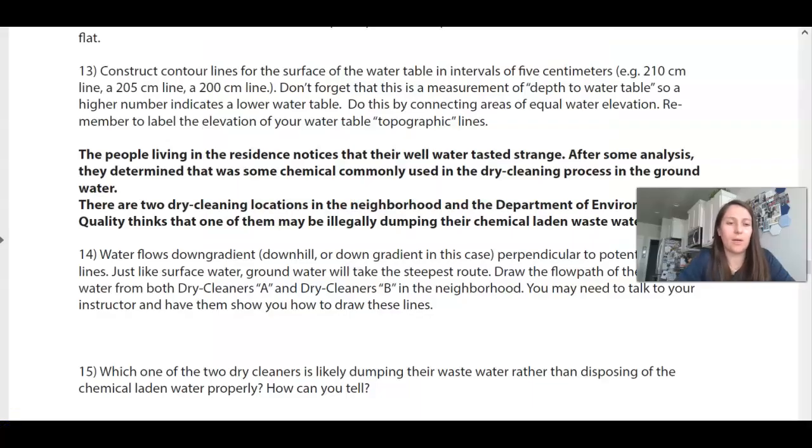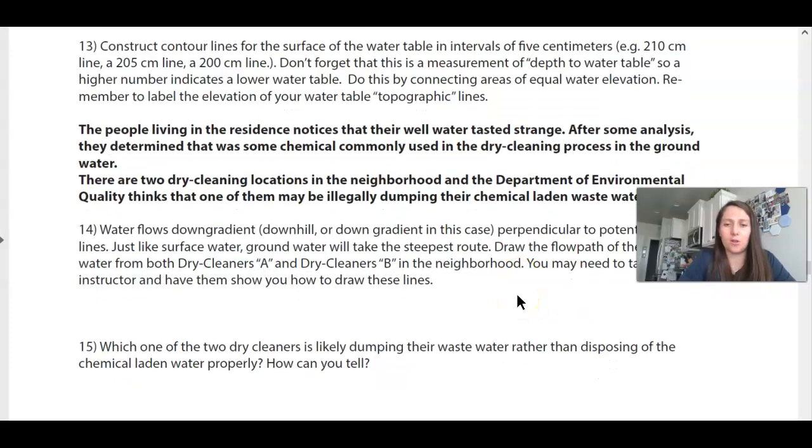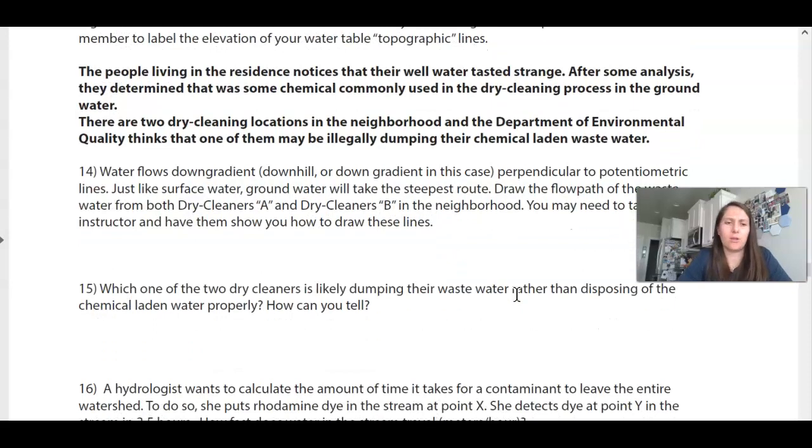Okay, so now we're back to the lab manual. So the people living in the residence noticed that their well water tasted strange. After some analysis, they determined that it was some chemical commonly used in the dry cleaning process in the groundwater. So there are two dry cleaning locations in the neighborhood, and the Department of Environmental Quality thinks that one of them may be illegally dumping their chemicals-laden wastewater. So as you can see in your map, there are two different dry cleaners, dry cleaner A and dry cleaner B.